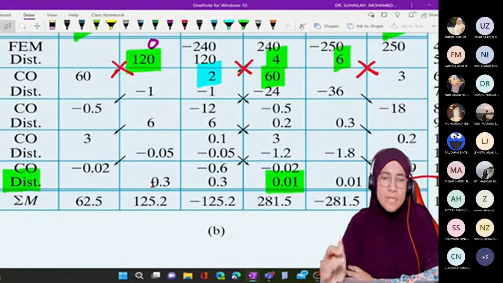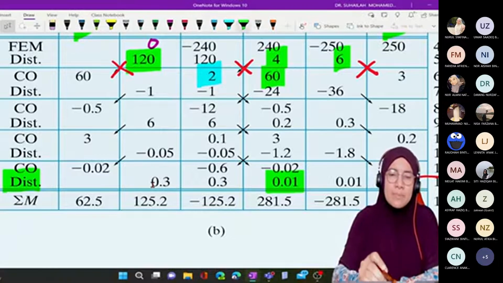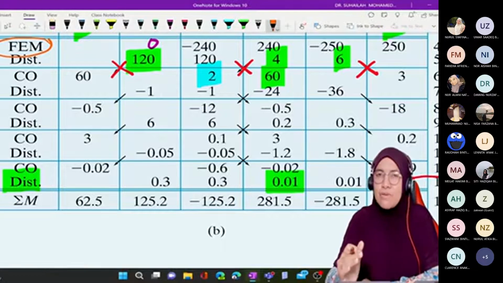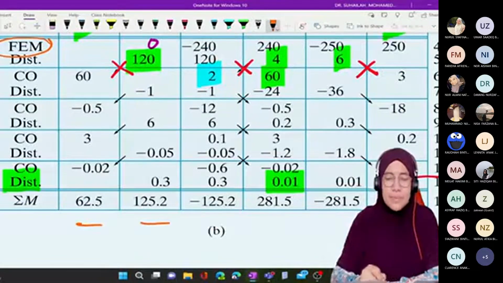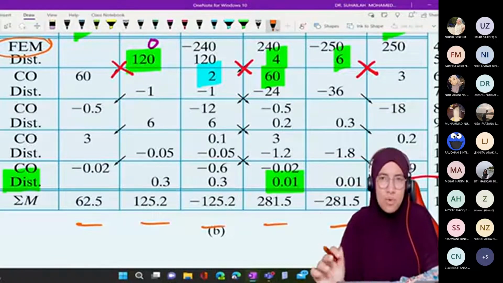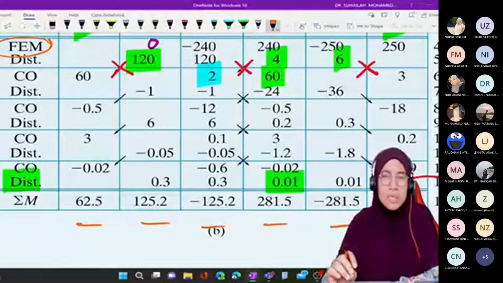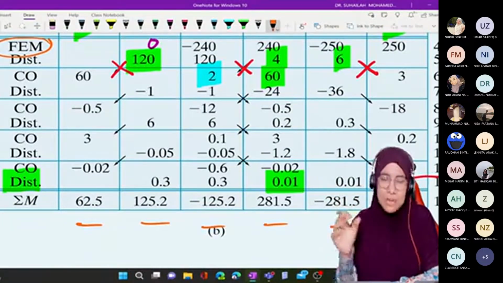Stop at distribution level and then total all the moments in the table. Remember, the first moment in the table is the fixed end moment. So start from the fixed end moment, total all the values, and we get the end moments. From this we can sketch the bending moment diagram, because we already know the first and the last moment for each member.